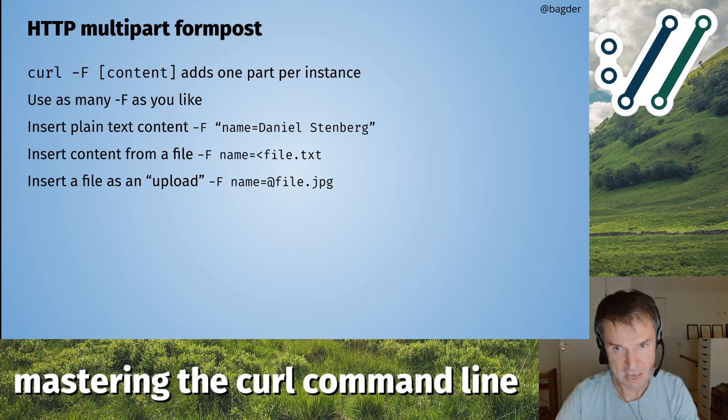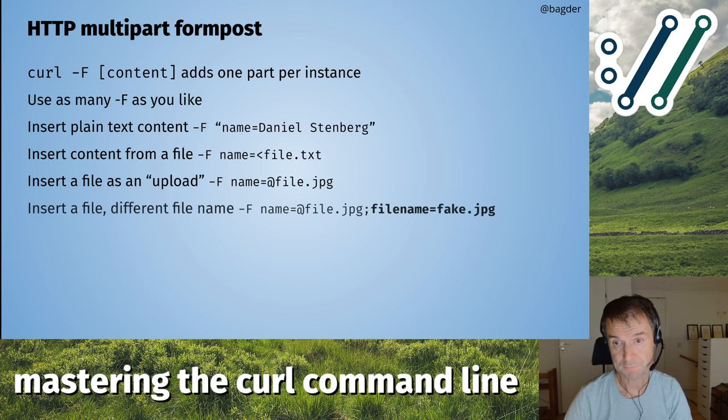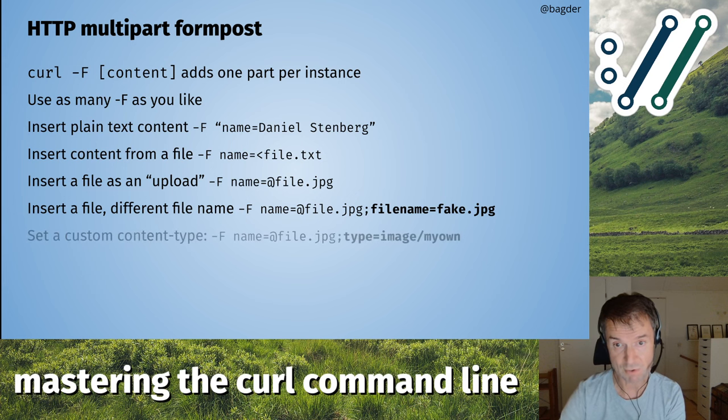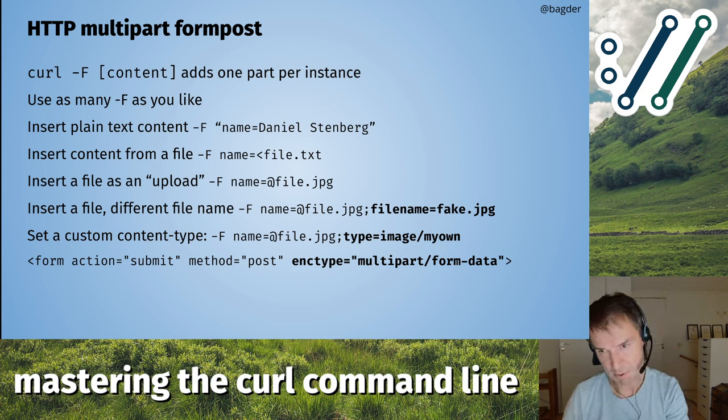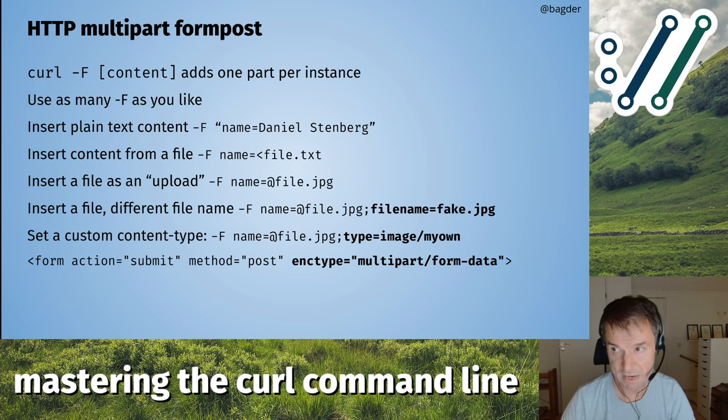You get the name as a file here, and it'll set it as a file name in the multipart form. So it looks like one of those file uploads. You can set a different file name in the upload, in the post, than the one you actually use to read from, and you can set a different content type. There's a plethora of alternative options here. Basically, this is how to do the same things that the browsers do when they get this enctype multipart form data thing in the form tag.